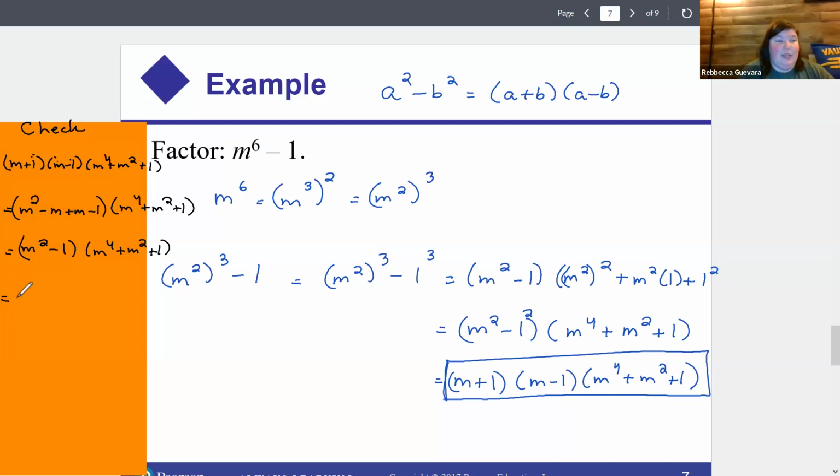All right, so if I go further, we get m squared times m to the 4th, so m to the 6th; m squared times m squared, so m to the 4th; m squared times 1, so m squared. Then we have negative 1 times m to the 4th, so negative m to the 4th; negative 1 times m squared, so negative m squared; negative 1 times positive 1 is negative 1. My m to the 4th cancel, my m squareds cancel, and I'm left with m to the 6th minus 1. So yes, I did get the correct factorization.